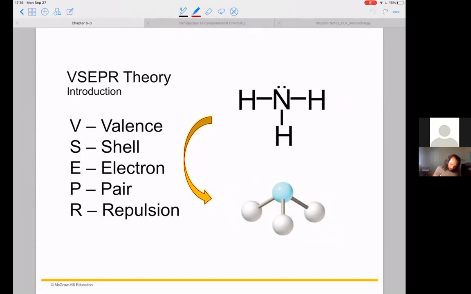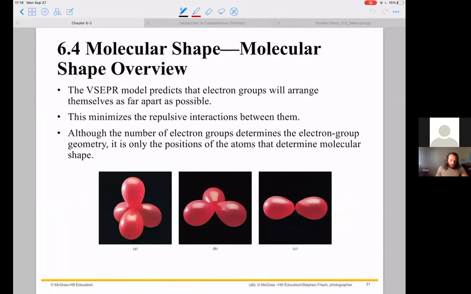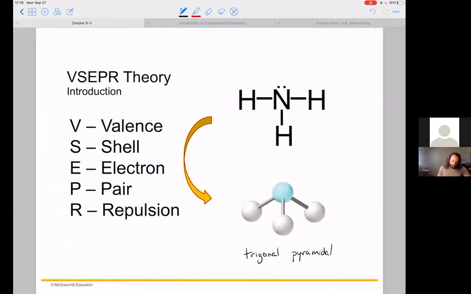For ammonia, this is what we call a trigonal pyramidal shape. And we'll learn about all those different types. But that's the name of the game for these chapters, going from your Lewis structure to the actual three-dimensional structure of the molecule.